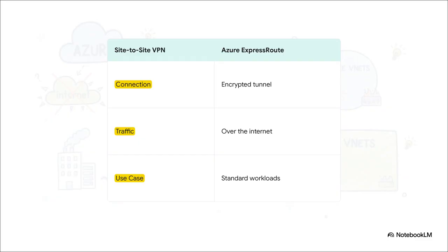So, you've got two main choices here. Option one is a site-to-site VPN. This basically creates a secure, encrypted tunnel for your data right over the public internet. It's solid and it's great for most standard stuff. But if you need more horsepower, there's Azure ExpressRoute. This is a totally private, dedicated connection that doesn't even touch the public internet. It's for when you need really high speeds and top-tier reliability.